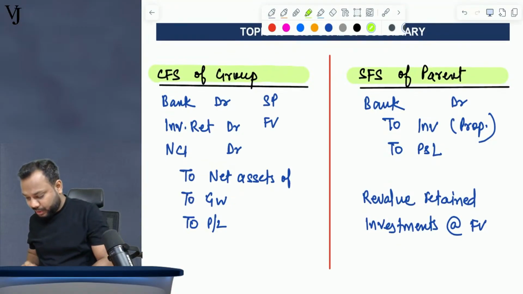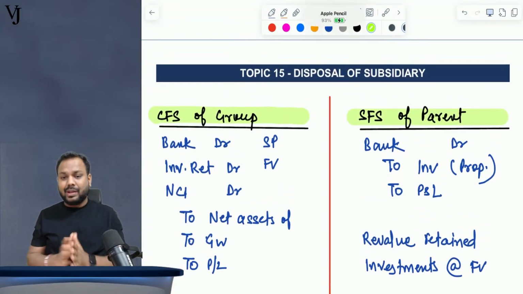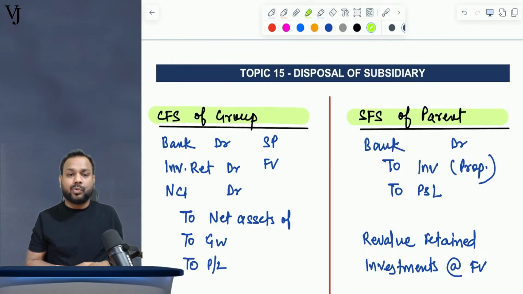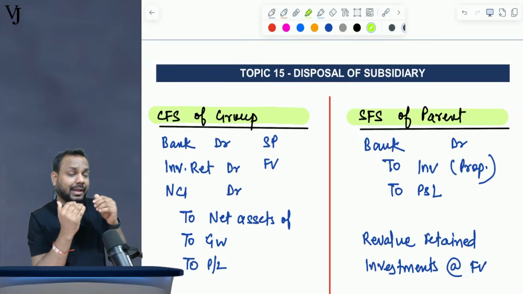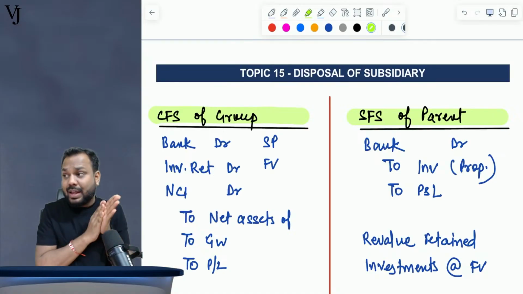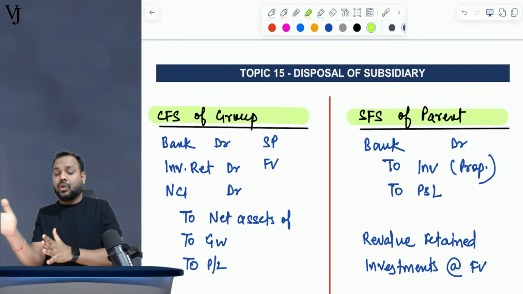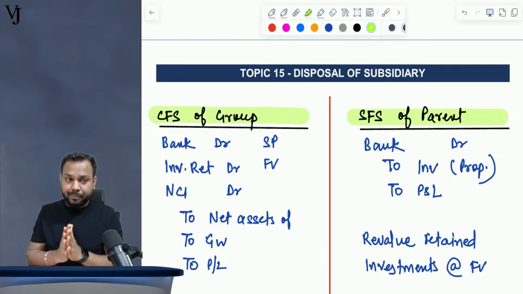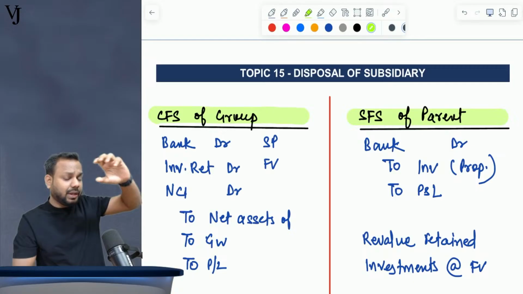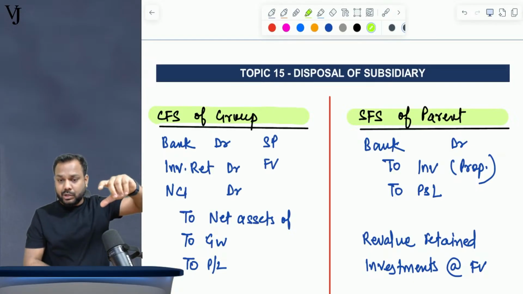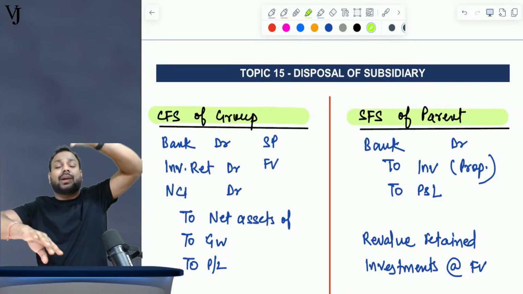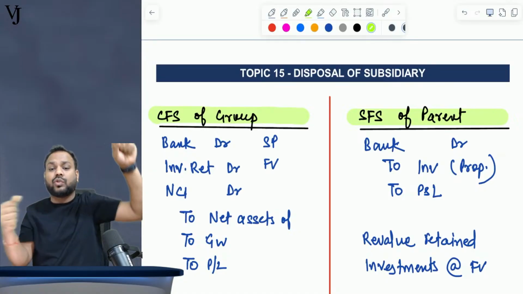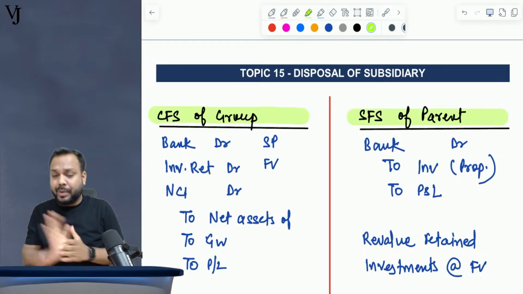Now, moving on to what is the accounting treatment when we dispose of the subsidiary? We look at the accounting treatment in the separate individual FS of the parent and in the consol FS. In the individual FS, we record the investment at its cost. So when we dispose of the subsidiary, we de-recognize investments, we recognize sale proceeds, and the gain or loss goes to P&L.